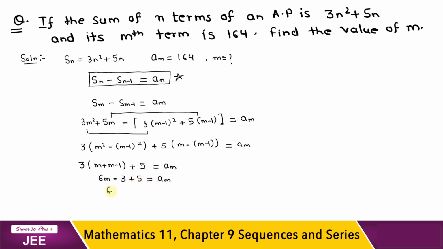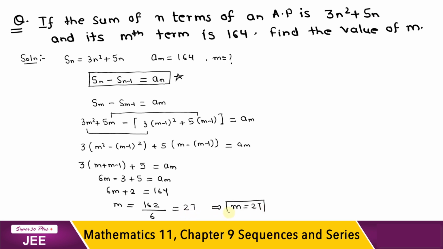Now 6m minus 3 plus 5 becomes 6m plus 2, and this is equal to 164. So m becomes equal to 162 divided by 6. Now you can divide 162 by 6, which gives us 27, since 6 2s are 12 and 6 7s are 42. So the value of m corresponding to this question, for which Sn is equal to 3n square plus 5n, is equal to 27.